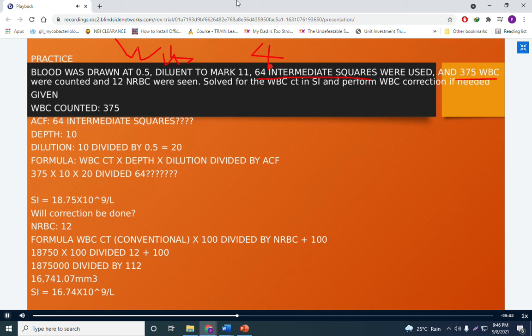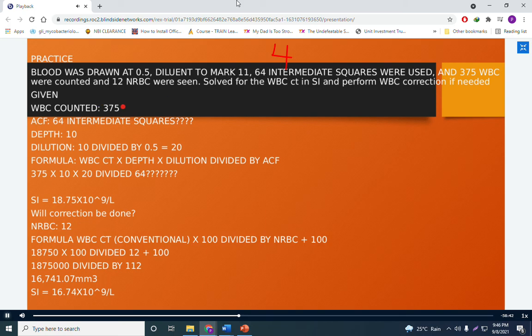So whenever you see intermediate squares, it doesn't literally mean it's RBC. You also check what cell was seen and what mark the diluent is at. Remember, for the RBC pipette, it's 101. For the WBC pipette, it's 11. Those are the tricky questions. So let's solve, class. This is 4 large squares.